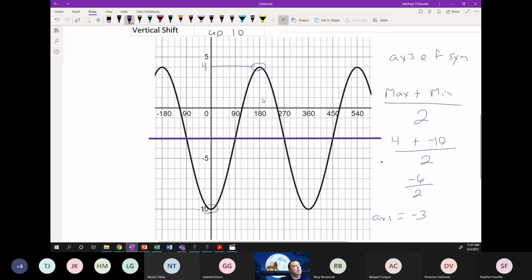Okay? Now, can you give me the amplitude of this graph? So amplitude is how far it goes up and how far it goes down. Right, so we're looking for how far this goes up here, how far it goes down. Perfect. So my amplitude is 7. And you know what I'm going to do down here? I'm actually going to build an equation.